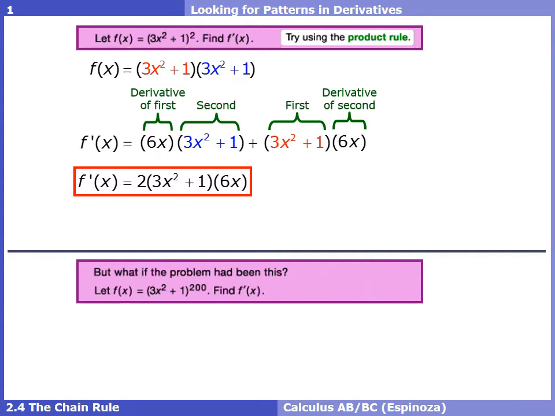I'm not going to simplify that answer so that we can try to find a pattern within these derivatives, because here's the next question that we're going to try to tackle. What if the problem had been the same, but instead of squared, our function 3x squared plus 1 would have been raised to the 200th power? Well, finding that derivative would be very difficult and very long and basically impossible.